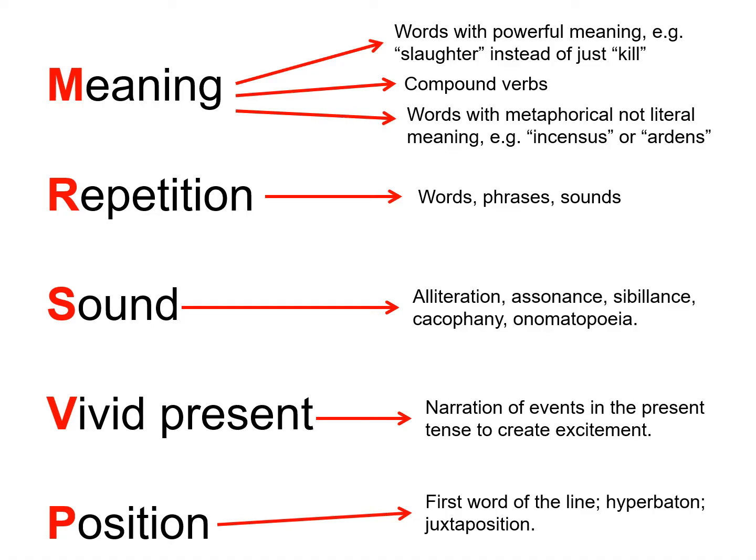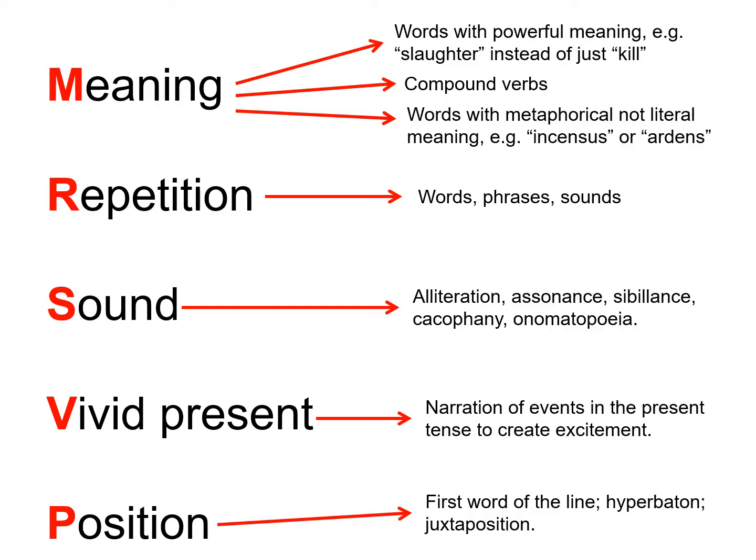Compound verbs are a verb that you might recognize, for example, currit, run, but it has a preposition glued onto the front of it and becomes concurrit and therefore has a more powerful meaning. You can talk about that. Words whose meaning is metaphorical, so incensus or ardens both mean something like burning or on fire.